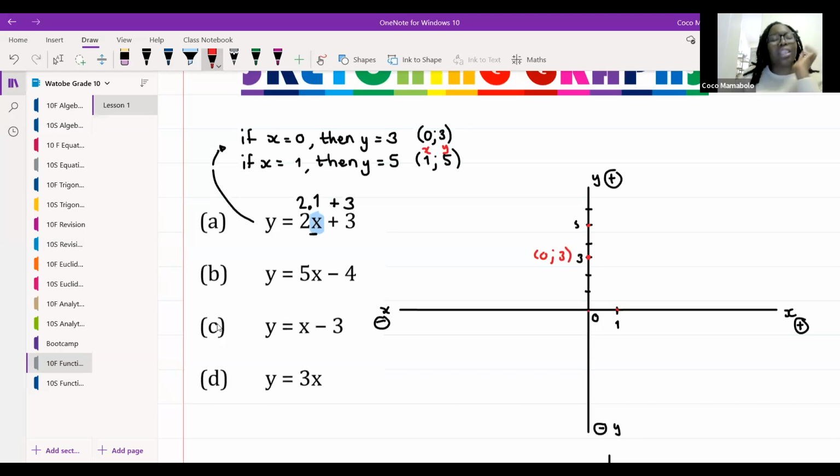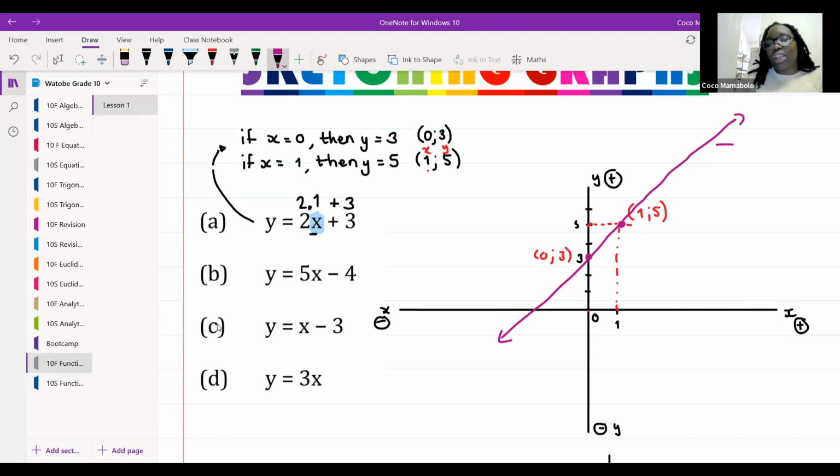But these two things aren't isolated. They need to meet. So we need to go this way and then bring this one up so that they can meet at this point over here. The point where they meet is the point 1 and 5. Then you're going to pick up your ruler, put one part of your ruler on 0, 3, and the other part on 1, 5, and draw a straight line.